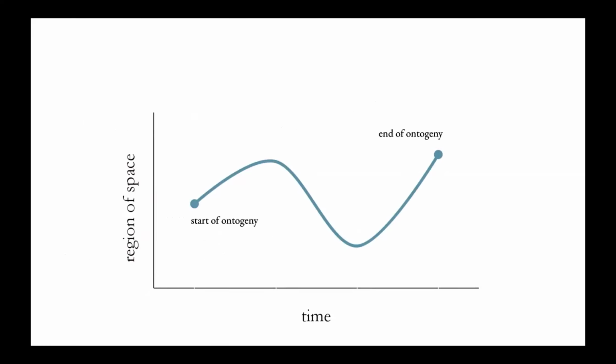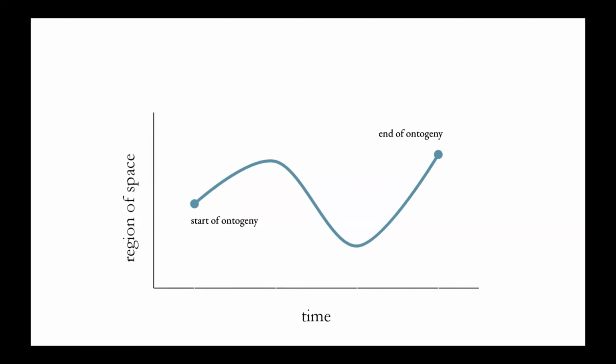Imagine we had the ability to track the location of a biological individual over time with perfect precision. Then we would be able to observe that the biological individual occupies, from the start of its ontogeny to the end of its ontogeny, a certain region of space. For a fish, this would be a fish-shaped region of space. For a tree, that would be a tree-shaped region, and for an ant, that would be an ant-shaped region.